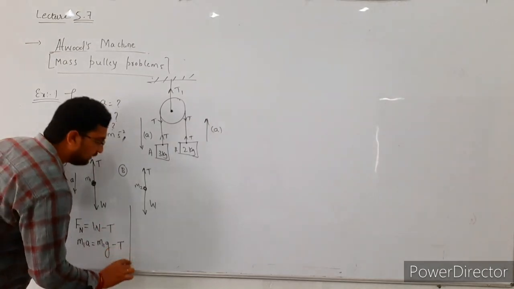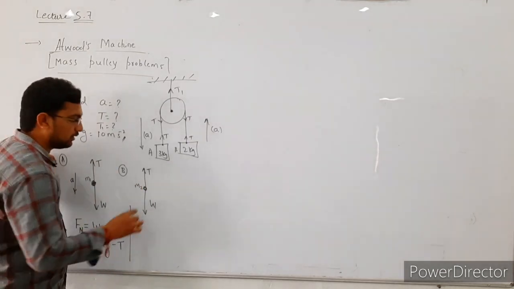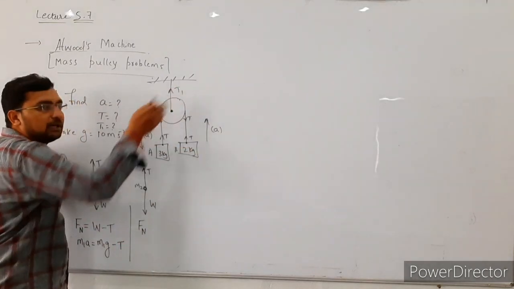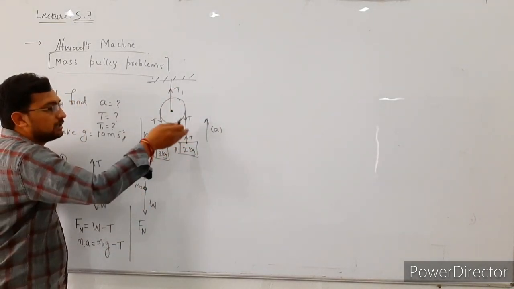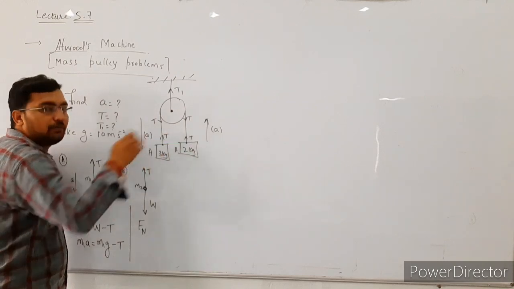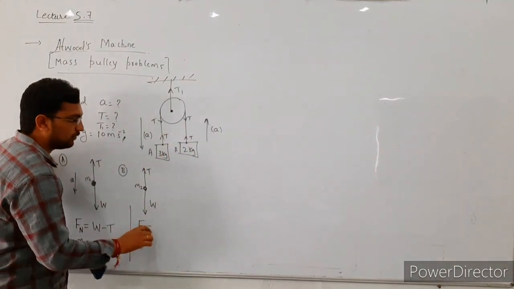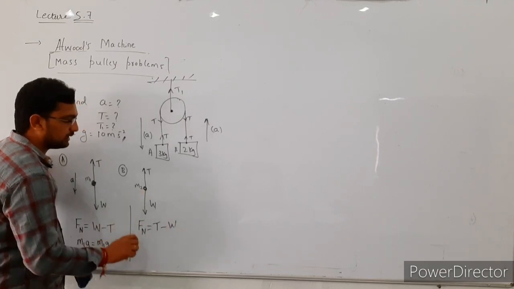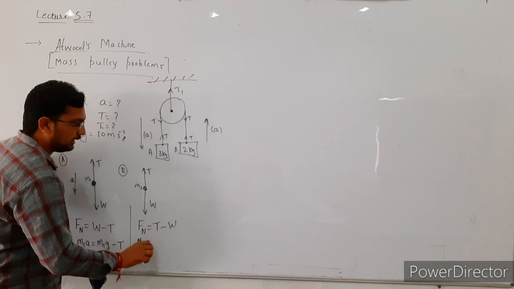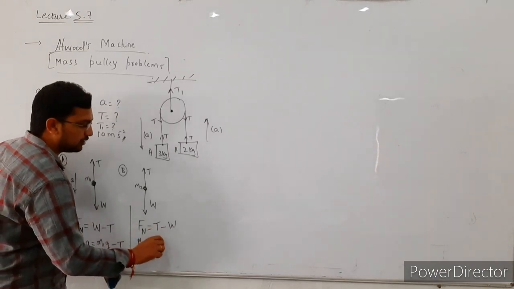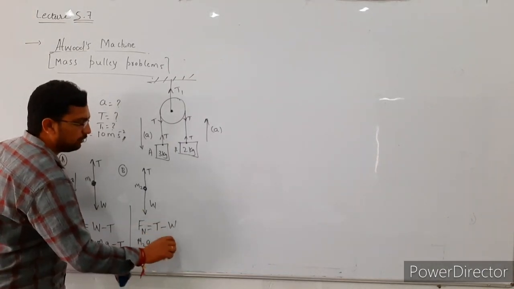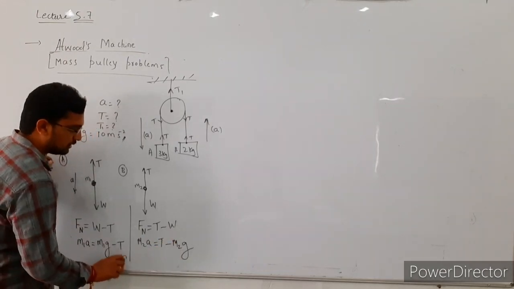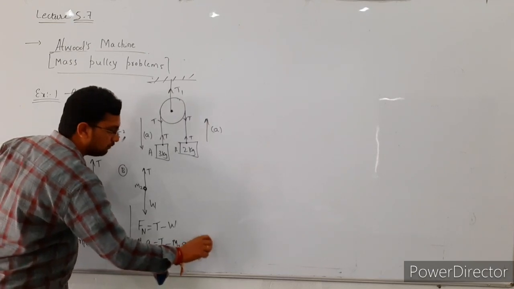Next, similarly for body B, the net force acting on the system. In this case this body is moving in the upward direction, so the tension inside the string is more than the weight of this body. So the net force is equal to tension minus weight. Here, m2 a is equal to tension minus m2 g, where weight is the product of mass and acceleration due to gravity. This is our equation number 1 and this is our equation number 2.